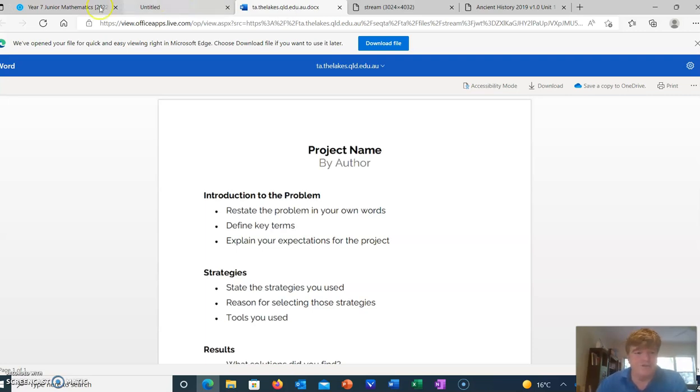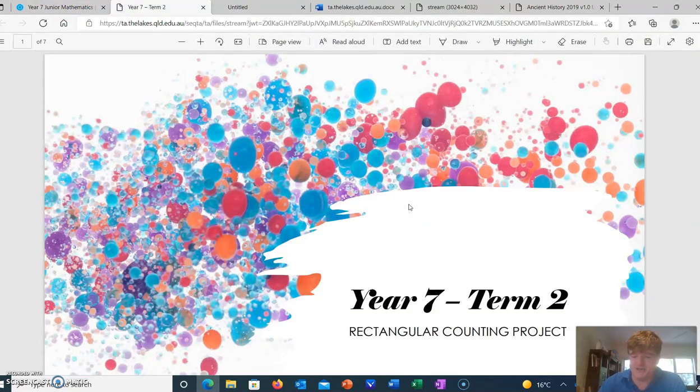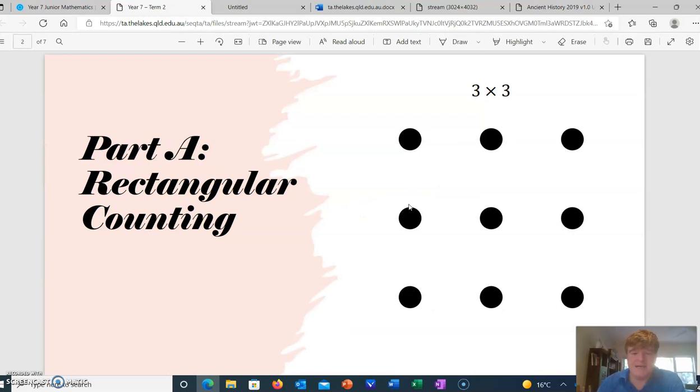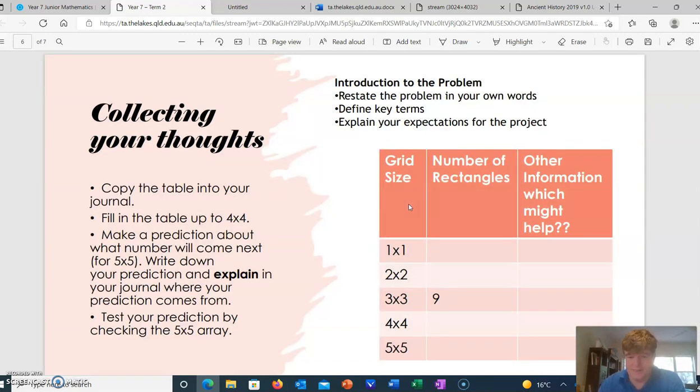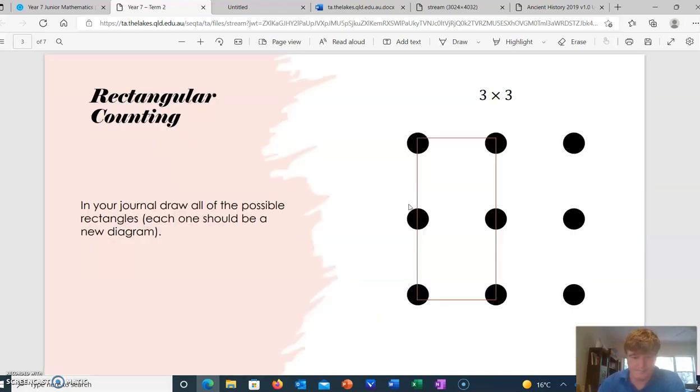We're going to go to that resource that we didn't download, which is the rectangular counting presentation. And we start with the 3 by 3 rectangle. And there's a table. You'll see a table here a little further on. It asks us to work out the number of rectangles in a 1 by 1 grid and 2 by 2 and so on. So what I've done, if I just emphasize here, let's have a look.